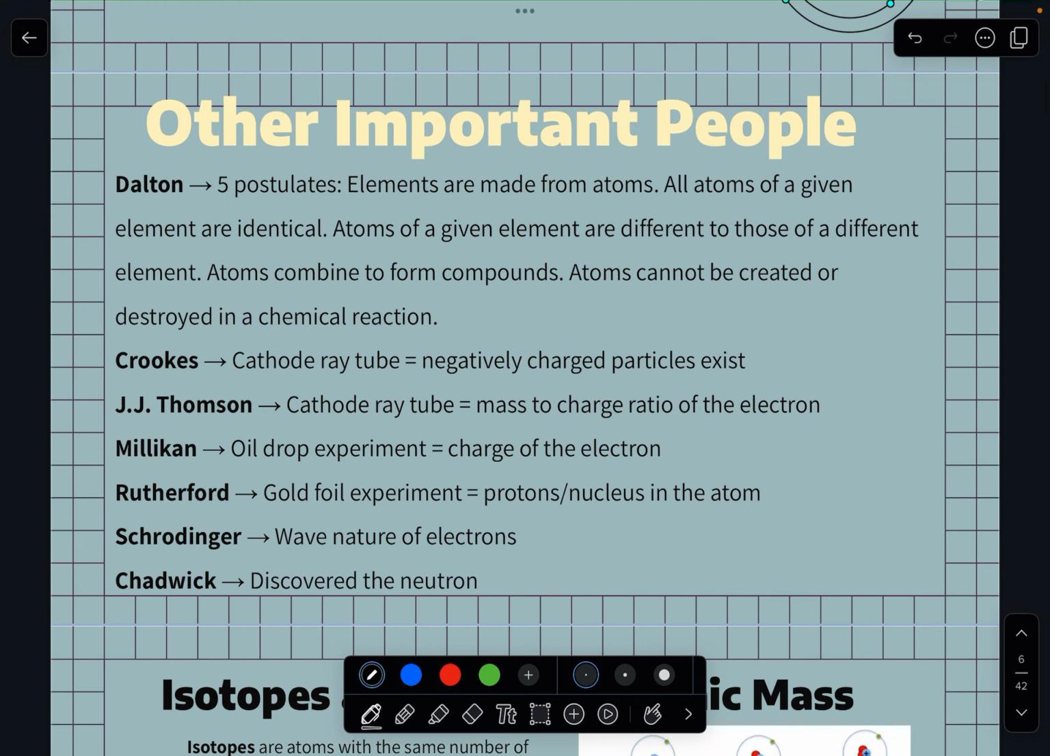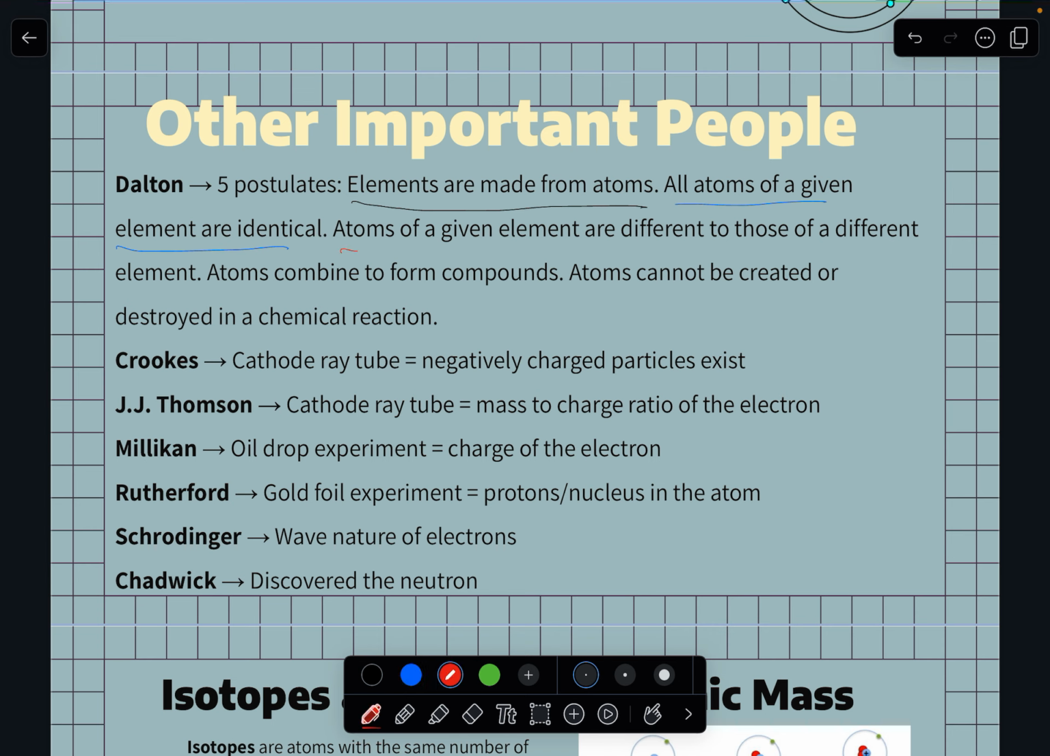Some other important people to know, so we talked about Dalton. Dalton had 5 postulates. His first one is that elements are made from atoms, right? This is true, we know this, we've talked about this. The second one is all atoms of a given element are identical. This one is not true. We'll talk about this in a minute, but if you remember with isotopes, isotopes have different numbers of neutrons. It has a different mass. So this one is not true of his postulates.